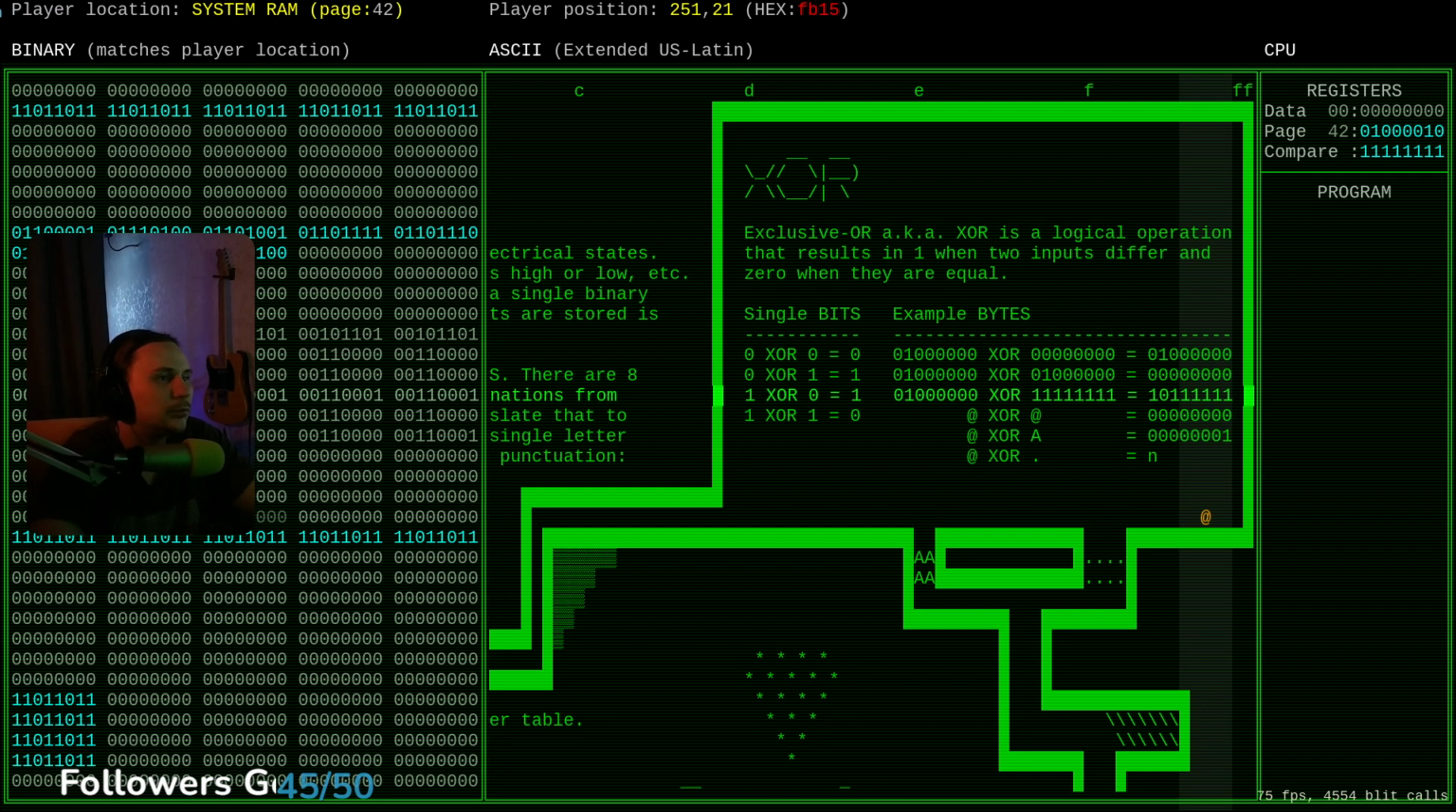XOR is a logical operation that results in 1 when two inputs differ, like 0 and 1 equals 1. When they are the same, it's 0.